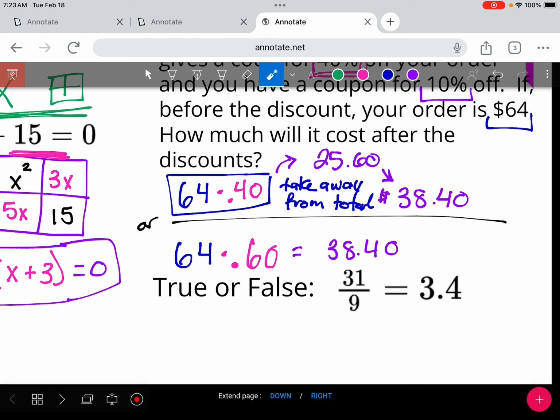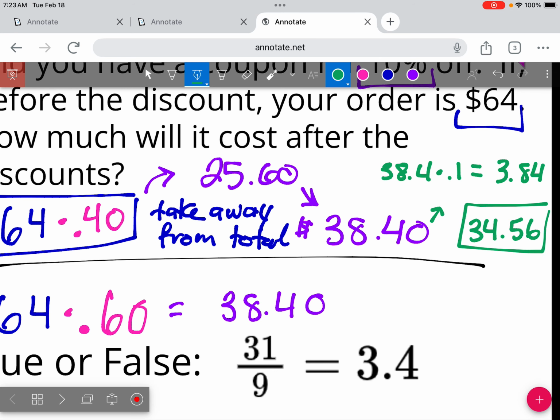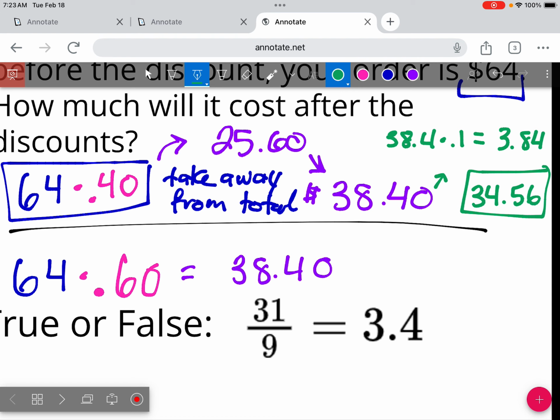To do the 10% off coupon, it's a very same vibe. I can either calculate my discount, so I could take my 38.4 times our 0.1, our 10% off coupon, where we would take off another $3.84. So our $38.40 minus $3.84 would give us a total of $34.56.